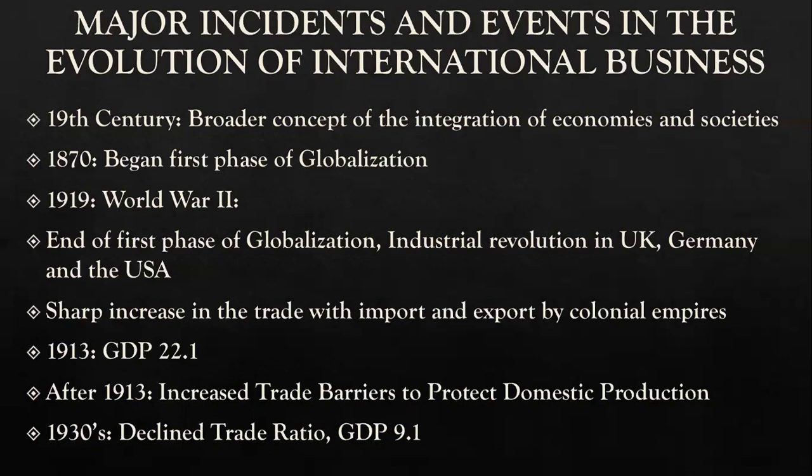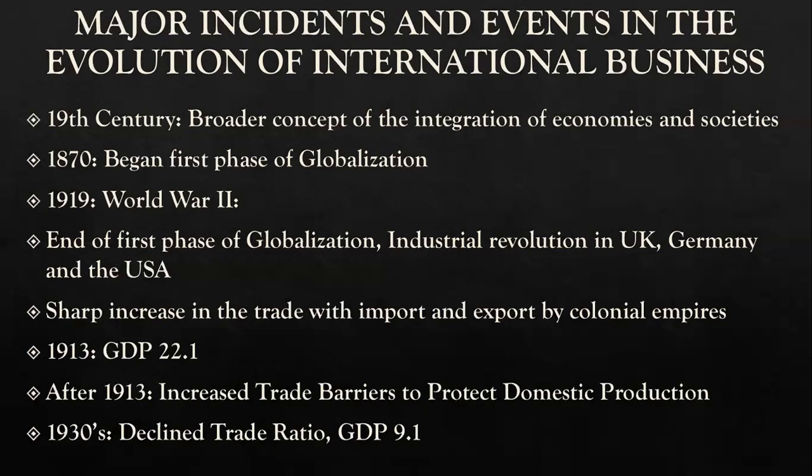And in the year 1919, World War II took place, where it was the end of the first phase of globalization, and Industrial Revolution, UK, and also Germany and the USA, which resulted in sharp increase in the trade with import and export by colonial empires. 1913, the GDP was about 22.1.